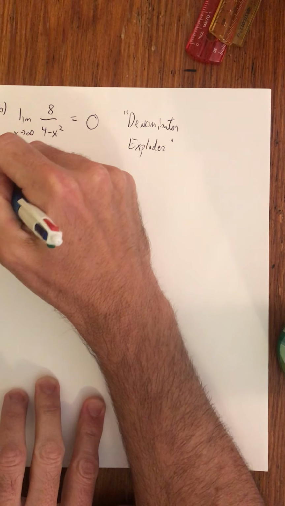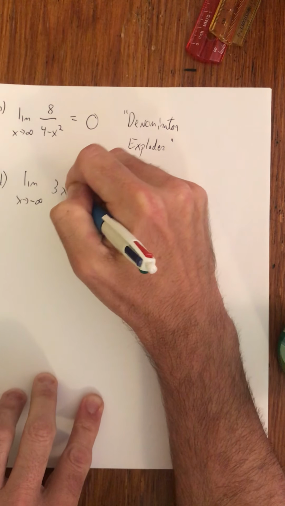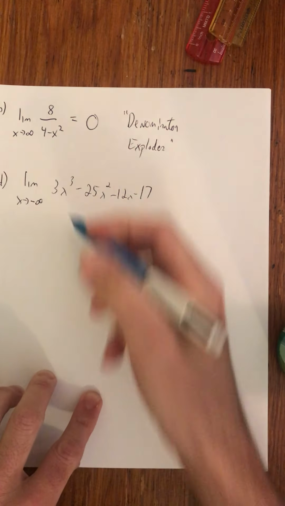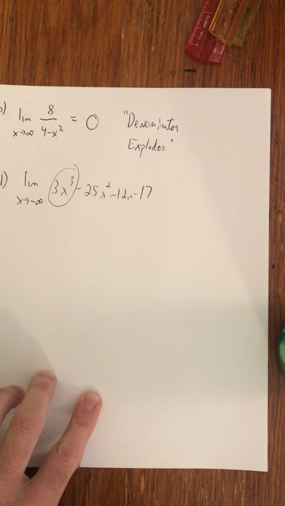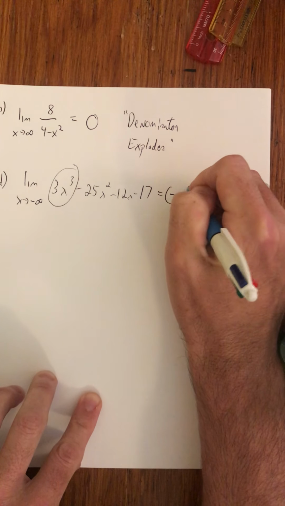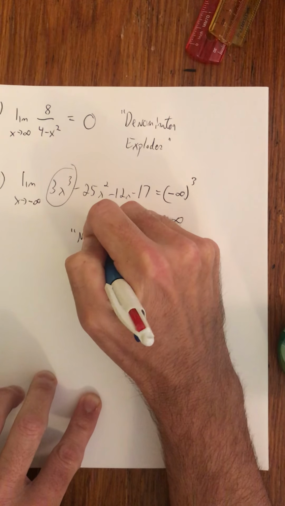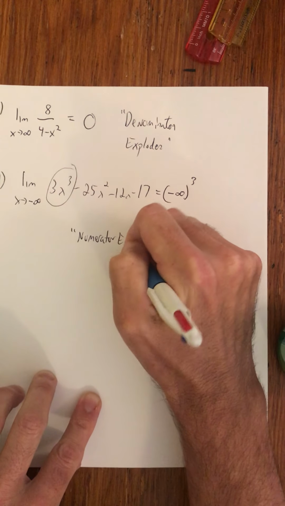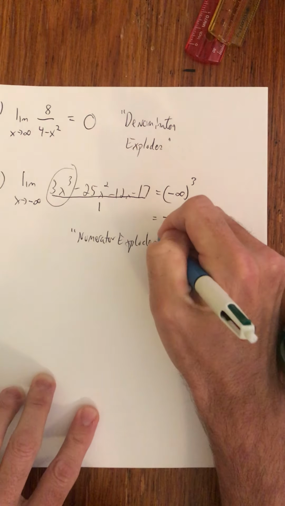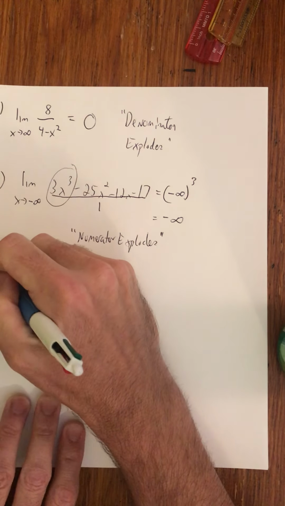Next we have D, which is the limit as x approaches negative infinity of 3x to the third minus 25x squared minus 12x minus 17, right? Remember, all that matters is the first term, the controlling term there. And if you notice, doing a little sign analysis, I'm going to have negative infinity to the third, which is going to be negative infinity. Here, the numerator explodes. Even though there's no technical numerator, remember, everything can be seen as a numerator. If it's exploding towards infinity or negative infinity, we want to be able to use that analysis.